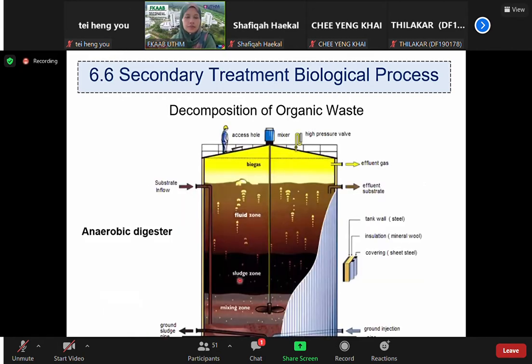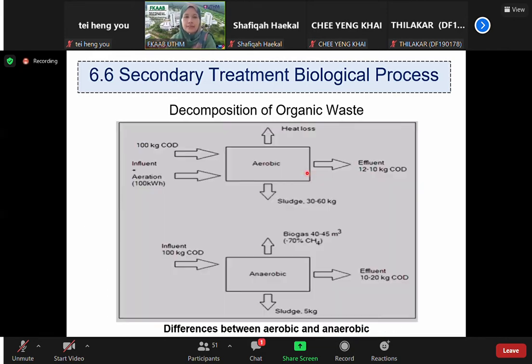So this is an example of the big anaerobic digester, where the substrate is our wastewater in here. So the mixing zone, the sludge zone, and finally they will produce the biogas. Therefore we will get this gas for energy, in terms of gas for cooking, or also for lighting.